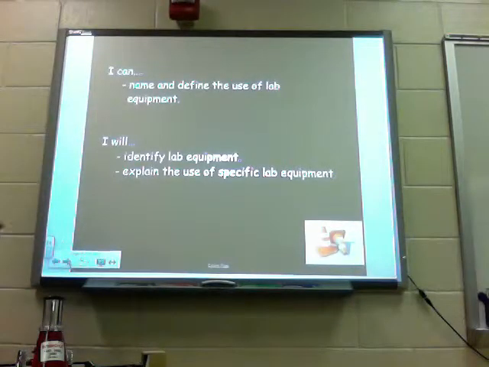Today we're going to be talking to you about different types of lab equipment. And by the end of today, you need to be able to say, I can name and define the use of lab equipment. How are you going to do this? I will identify lab equipment and I will explain the use of specific lab equipment.